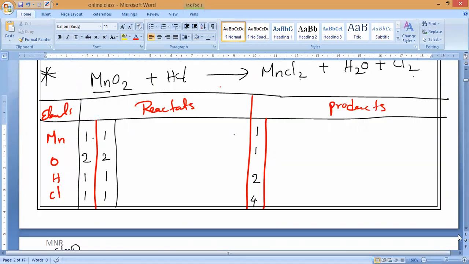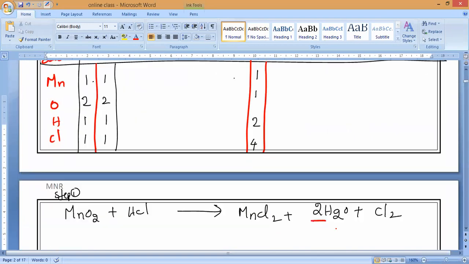Next, you see, I tried to balance oxygen, but hydrogen is also changing. Have you noticed it, guys? Manganese is 1, oxygen 2, hydrogen 2 twos are 4, and chlorine 4. No change in chlorine. Is it yes or no, guys?